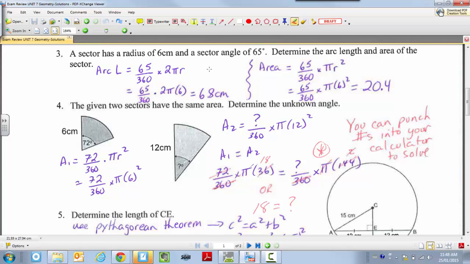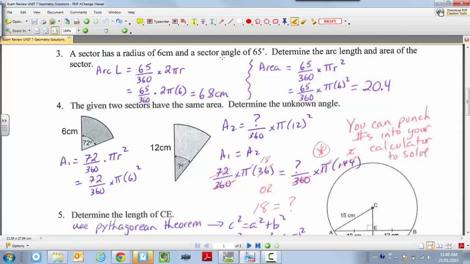Okay, we're just going to take a quick walk through the solutions to the circle geometry section of the MCT review. Talking about sectors here in the first couple of questions. And what you want to recognize is a sector is just a piece of an original circle.